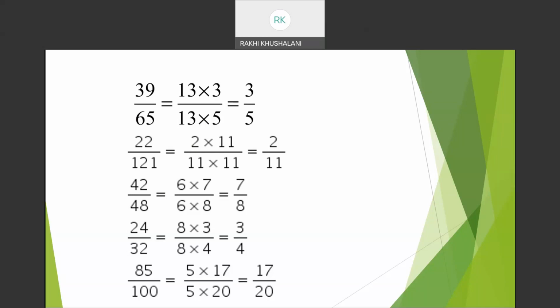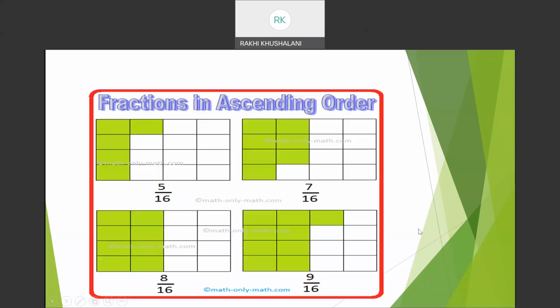42 is 6 into 7, and 48 is 6 into 8. That means 6 is the common factor between the two. And like this you go on. This is also one of the methods I'm just showing you.